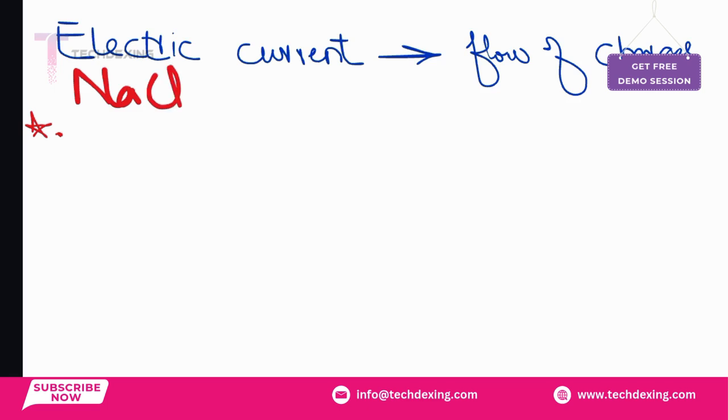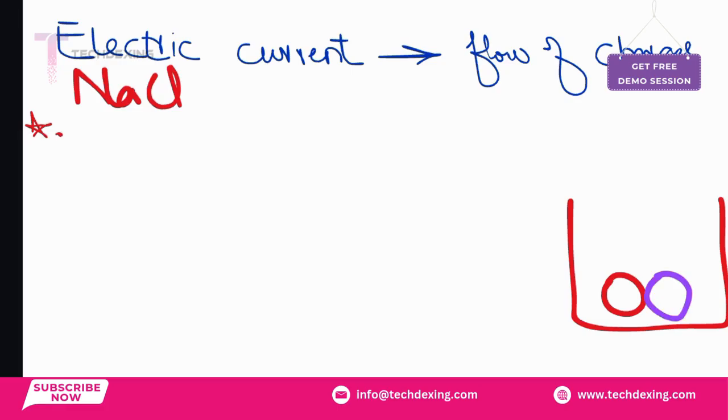Suppose we are talking about NaCl, so we can take the example of a beaker. Suppose we have this beaker where we have the crystals. We can draw the crystals. Suppose this is a crystal of sodium and chloride. So this is the chloride ion and we have the sodium ion.